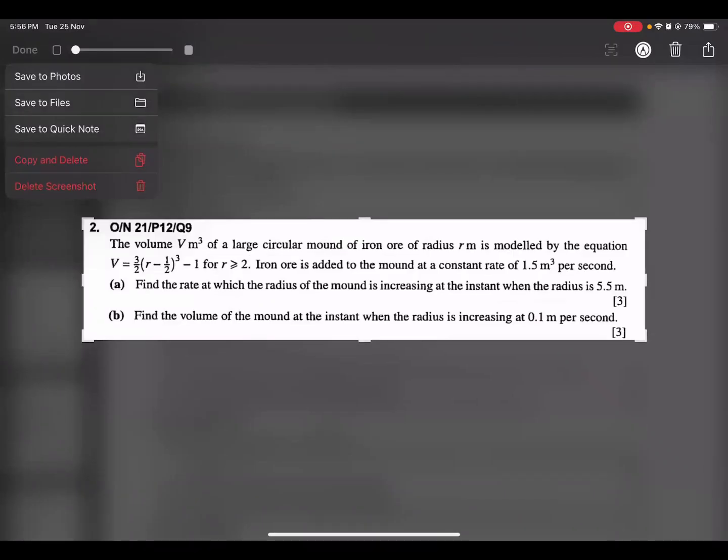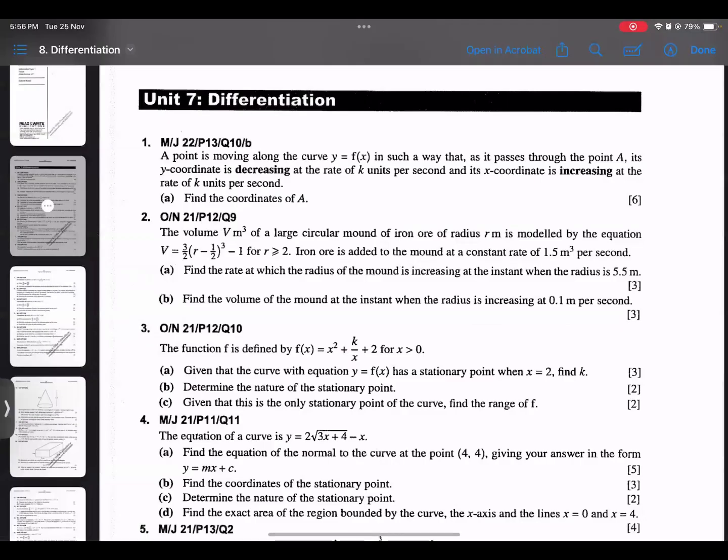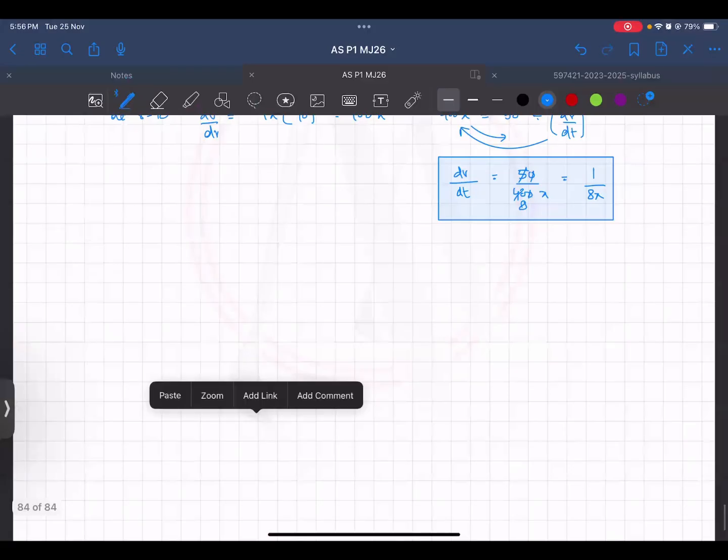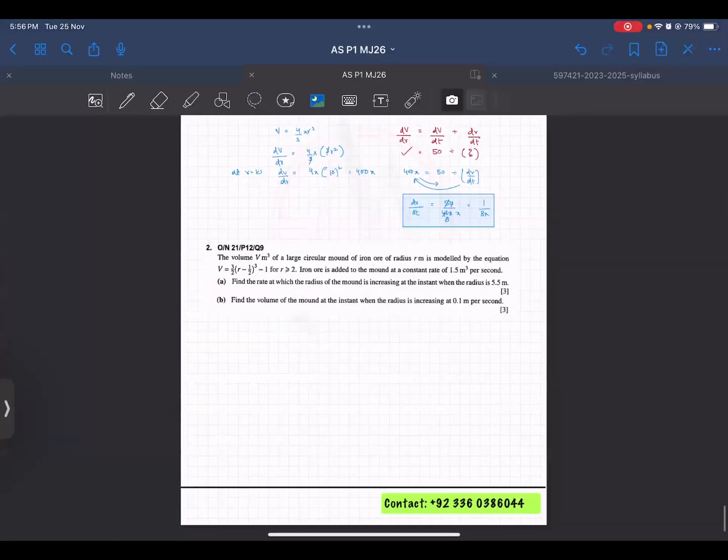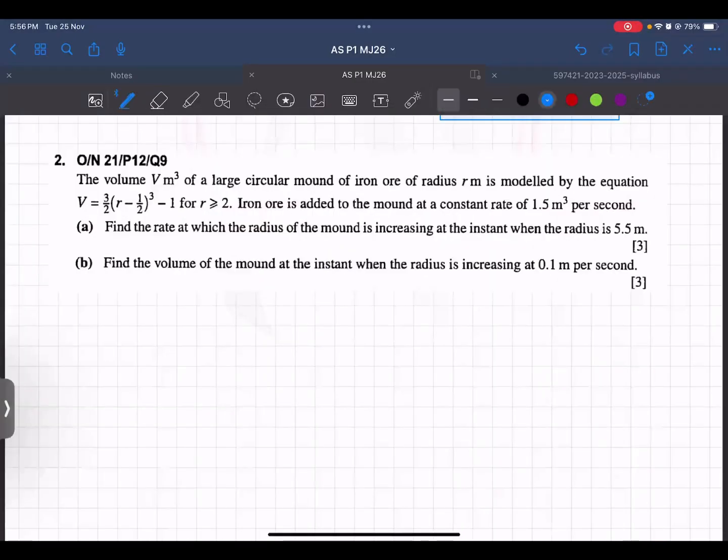Okay, I'll do two more and then the next one you people will try. Okay, so the volume V meters cubed of a large circular mound of iron ore of radius r is modeled by this equation: V equals 3 upon 2 (r minus 1 upon 2) whole cube minus 1, for r more than 2.